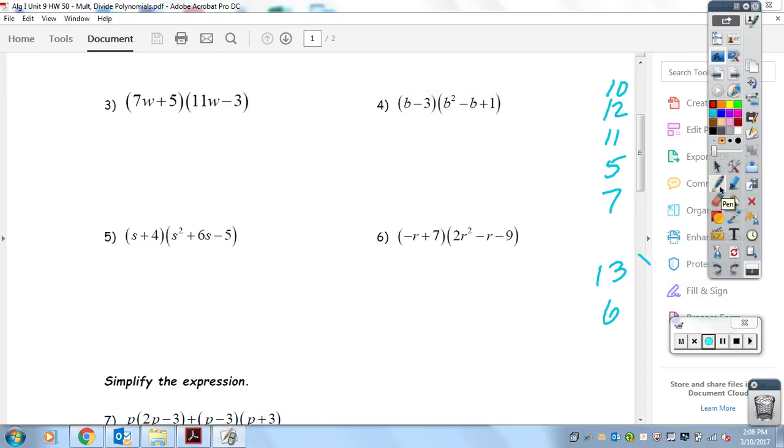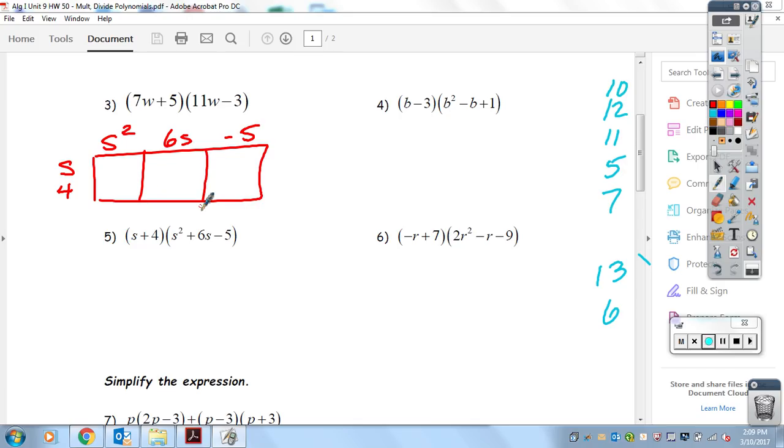The next question I'm going to go over is number 5, which is over here. Who asked for number 5? So, which method did you use? The Punnett square method, the table method. Which one did you put on the side? Did you put s plus 4 on the side, or did you put s plus 4 on the top? S plus 4 on the top. Okay, some of you on the side, not that it really matters, but s and 4, and then this one is s squared, 6s, and a negative 5. Doesn't really matter. We end up with the same 6 terms either way.